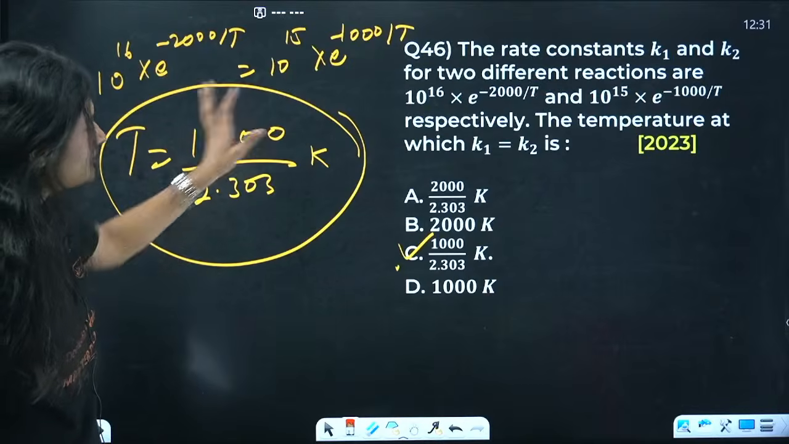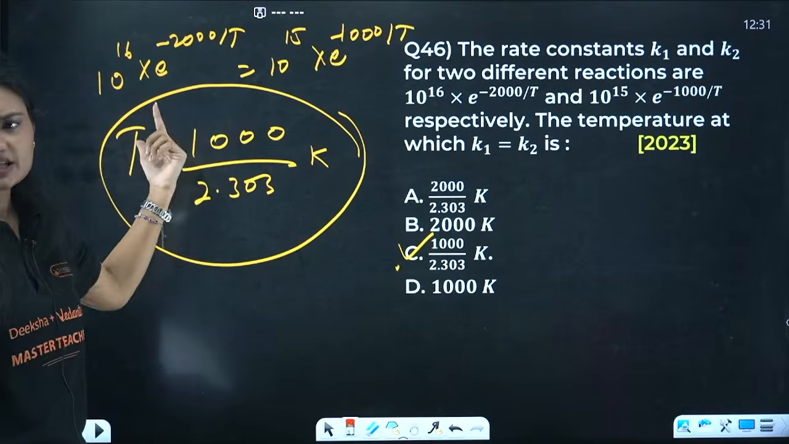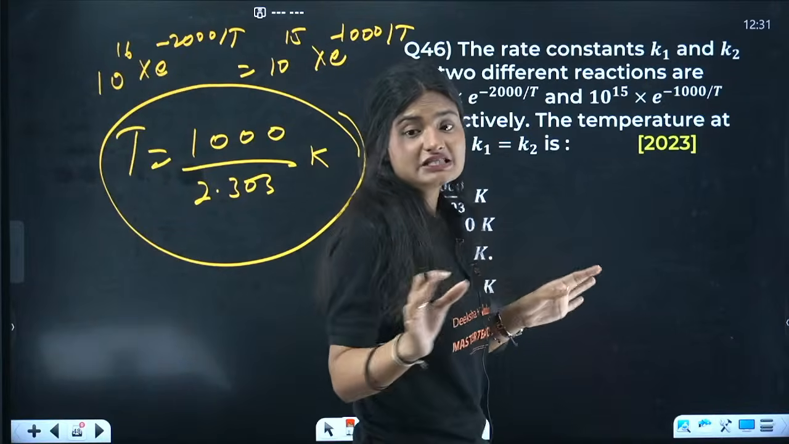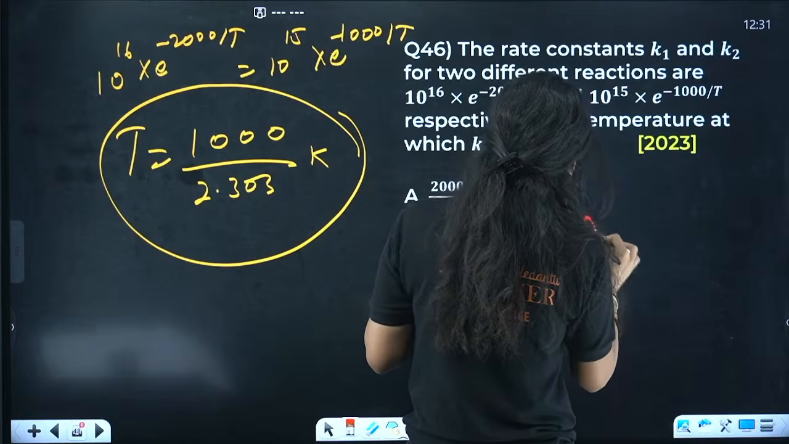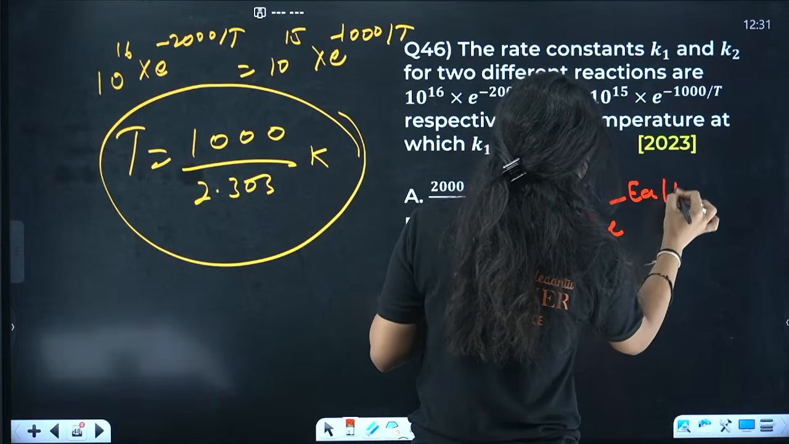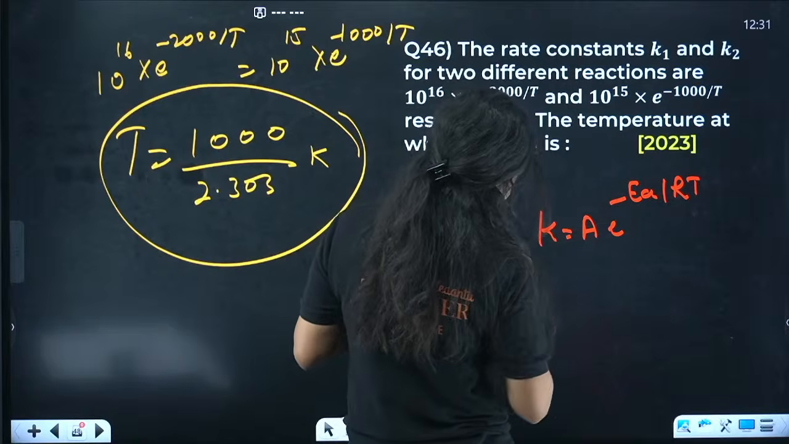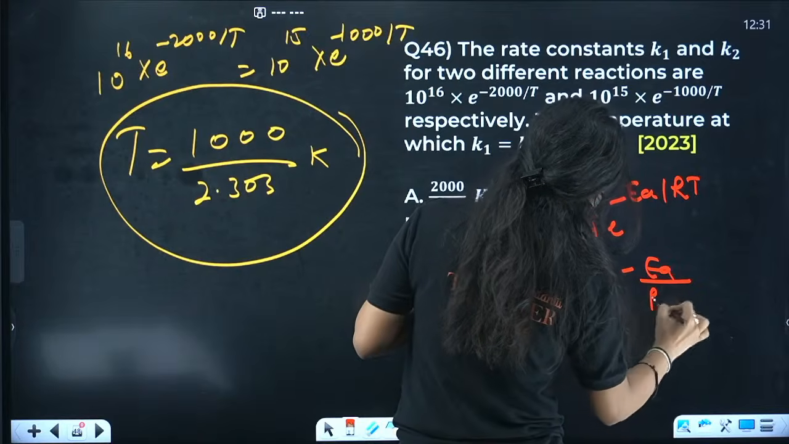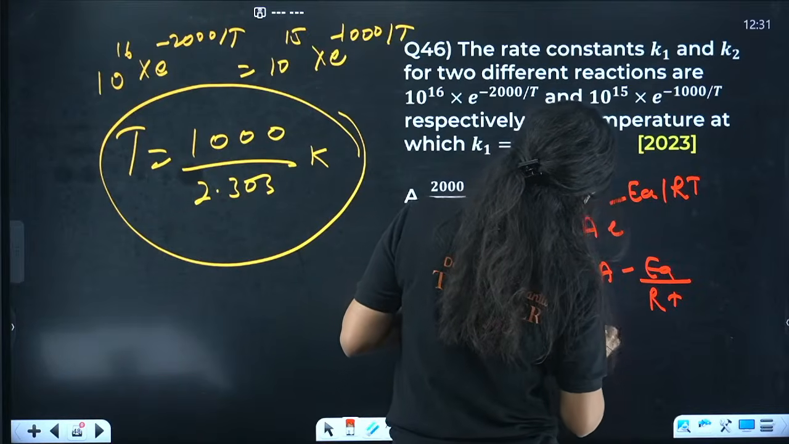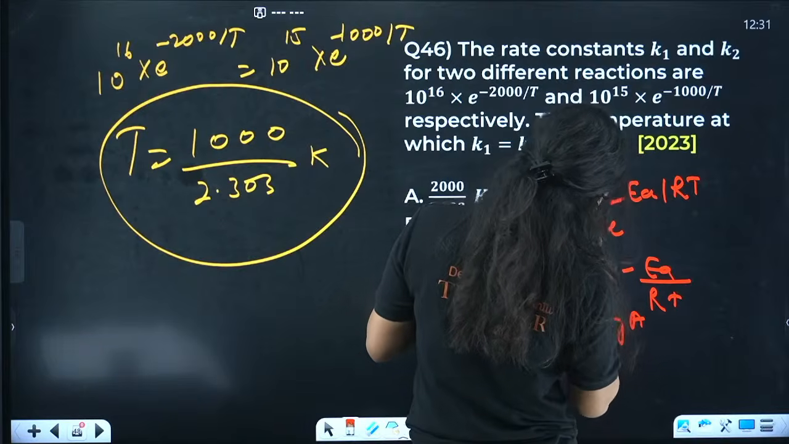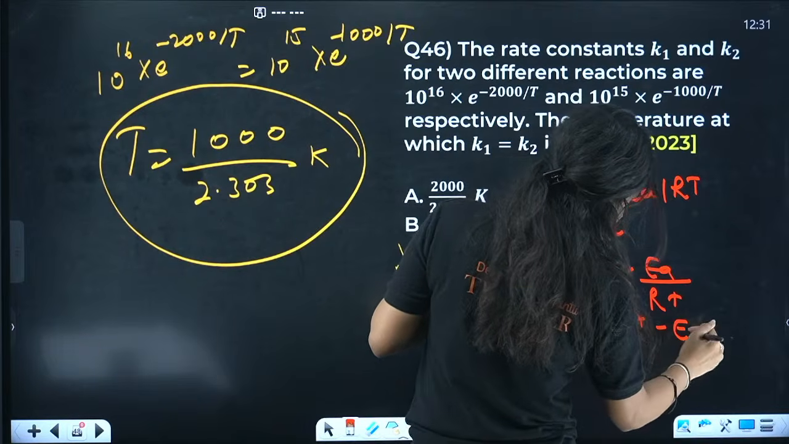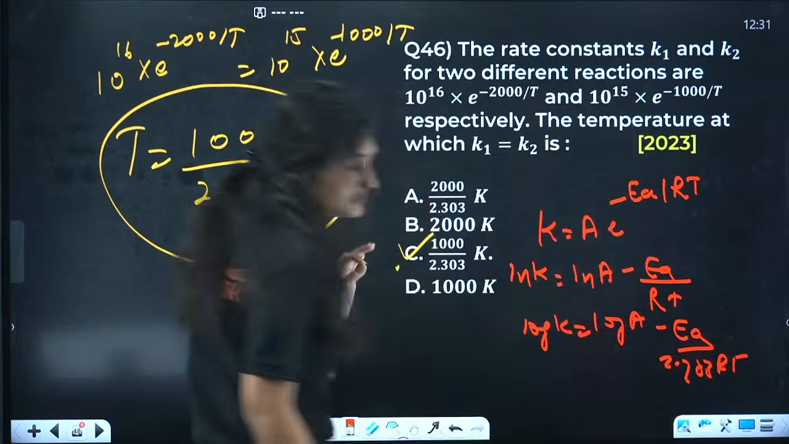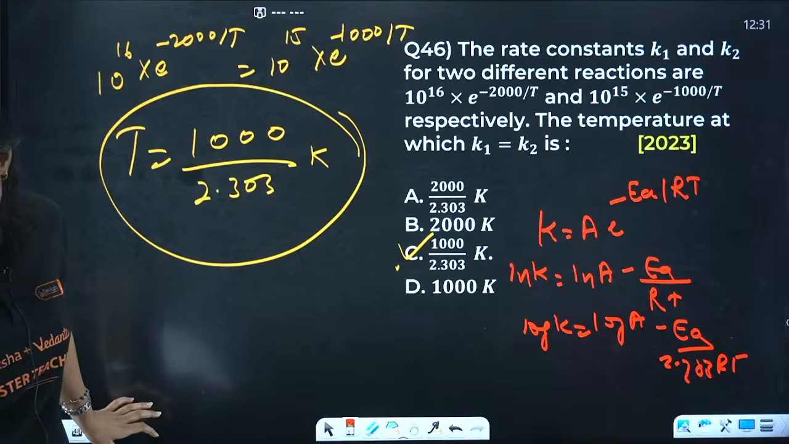Next question again, if both the quantities are equal, then you calculate the temperature. Okay, remember the formula of the Arrhenius equation, which is K equals A e raised to power minus Ea by RT, or you can say ln K equals ln A minus Ea by RT, or you can say log K equals log A minus Ea by 2.303 RT. Okay, these are your formulas for the Arrhenius equation.